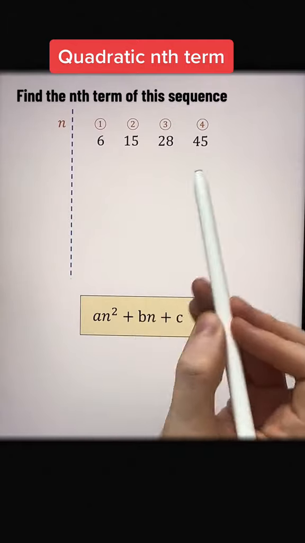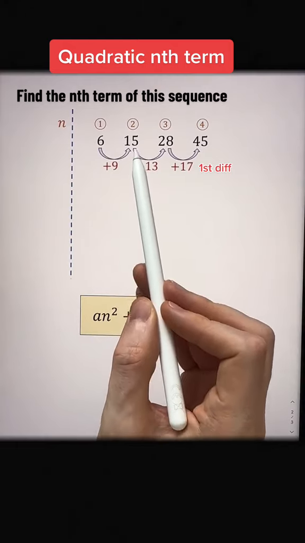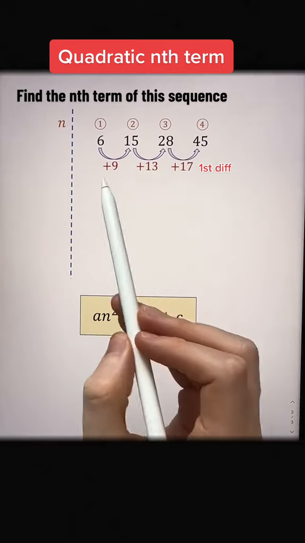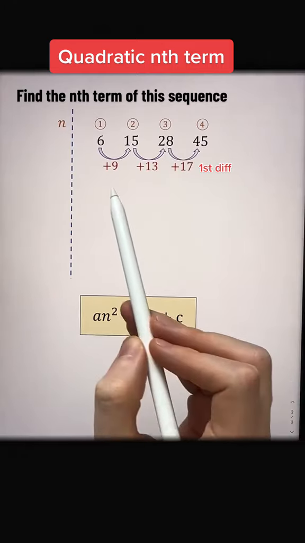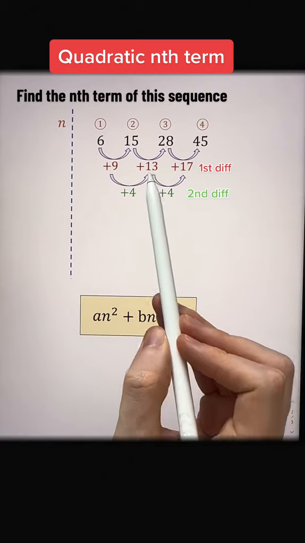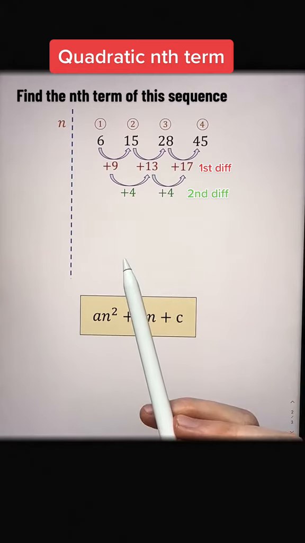We're now going to work out our first difference between our terms. In this case, from 6 to 15, it's 9, 15 to 28, it's 13, and 28 to 45, it's 17. As the first difference is never going to be the same, we now work out our second difference, i.e. how do we get from 9 to 13 is 4, how do we get from 13 to 17 is also 4. Our second difference will always be consistent.